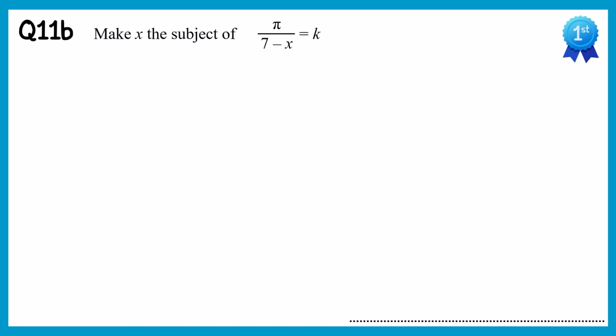In the second part of this question, we need to make x the subject of this formula. At the moment, we can see that k is the subject because it's the letter that's on its own. So we need to rearrange this so that x is on its own.